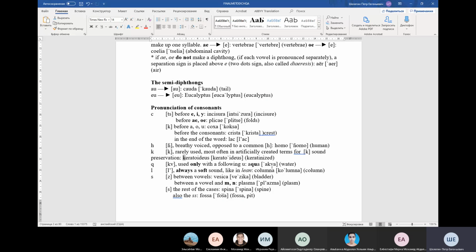L, again, a reminder for you, is always a soft sound. So a column, in Latin, will be read like columna. Columna, correct.